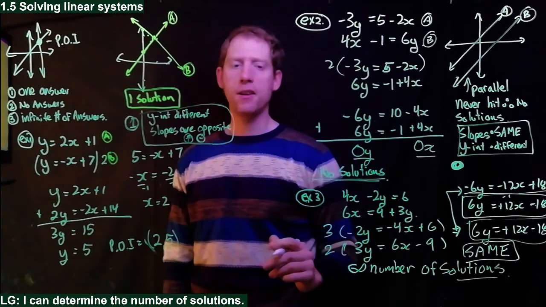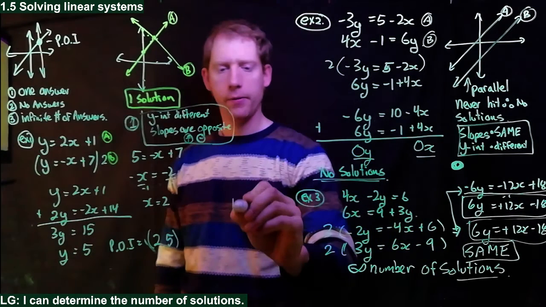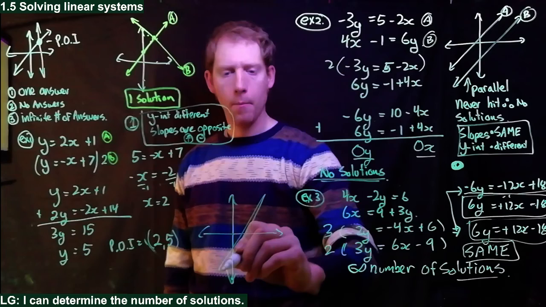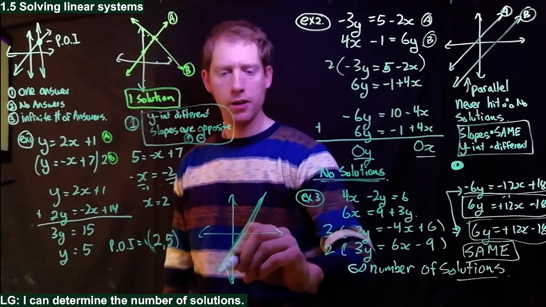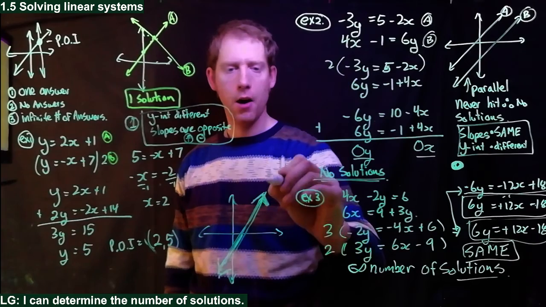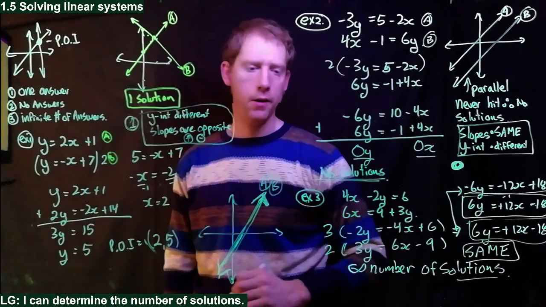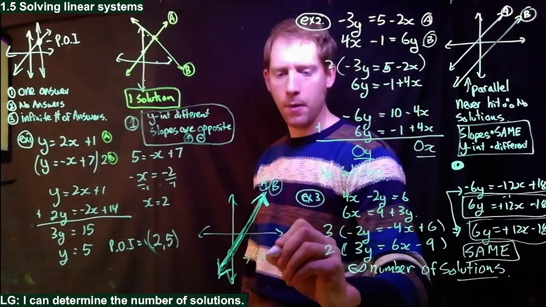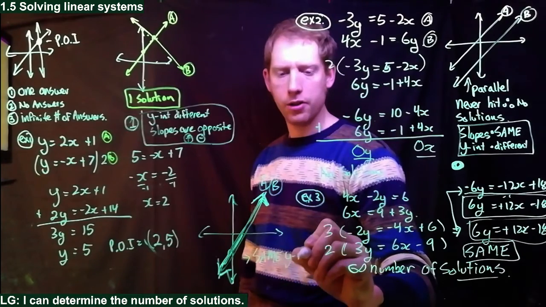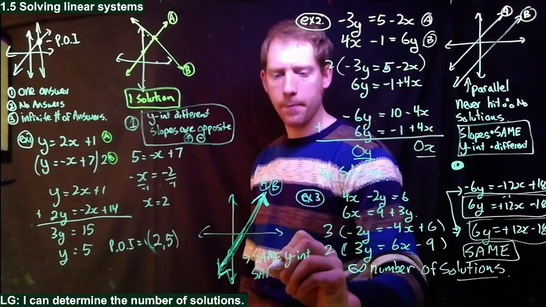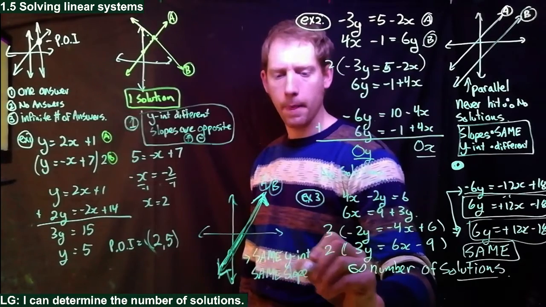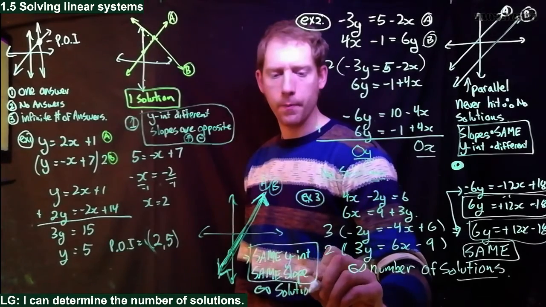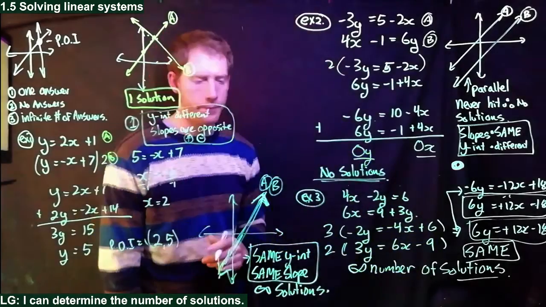My equations are exactly the same. So if I were to make a graph, what it would look like is this. My two lines, my two linear equations, are on top of each other. So in this case, both equations have the same y-intercept, and if they have the same slope, it means that you have infinite solutions. Okay, that's all the cases.